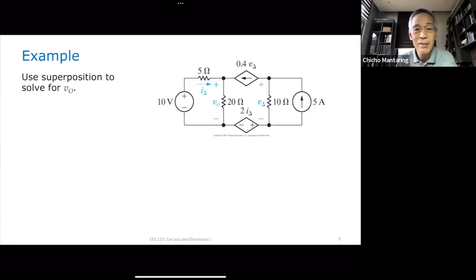Okay, here. Medyo pahirap ng pahirap yung example natin. Use superposition to solve for V's of O. Asan yung V's of O natin? V's of O natin dito is the voltage across the 20 ohm resistor. How many sources will contribute to this voltage? I just want you to answer that question right now. How many sources will contribute to that voltage?